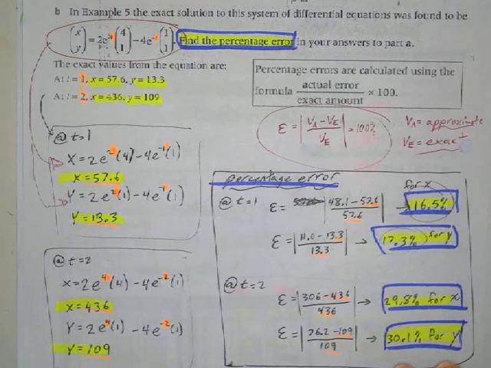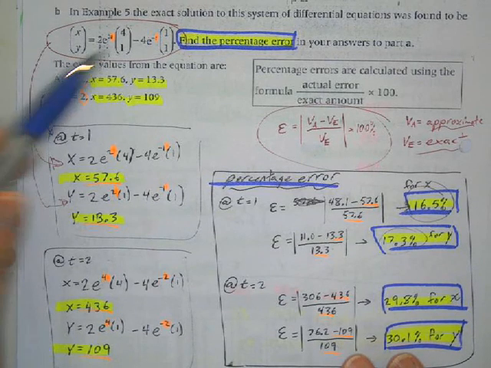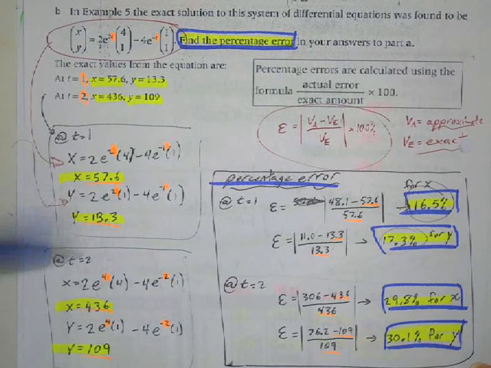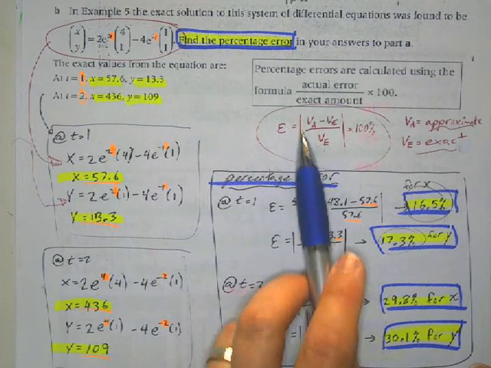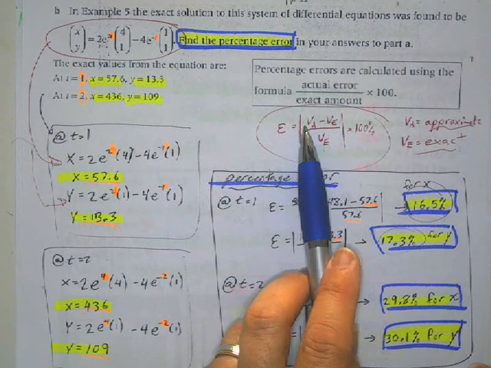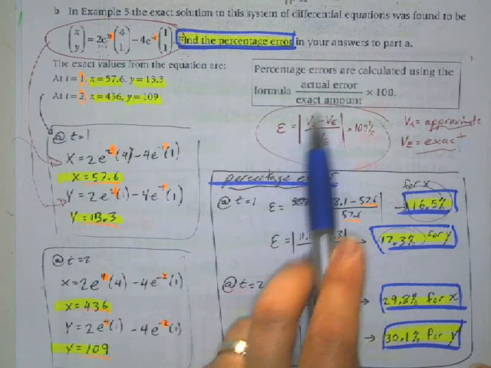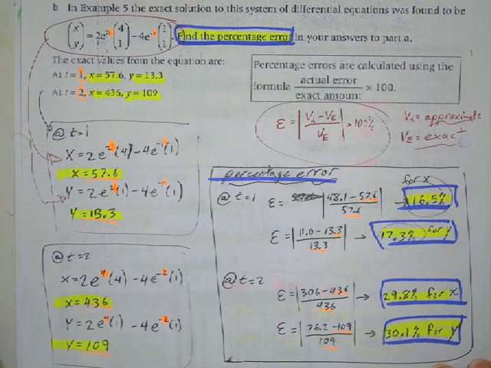When you did 12F and plugged t into your coupled differential equation, you got these values. They wanted you to figure out percent error. So percent error is the approximate value minus the exact value, divided by the exact value, and then multiply that by 100 to get your percent error. I'll just hit pause for you to look at this and think about it.